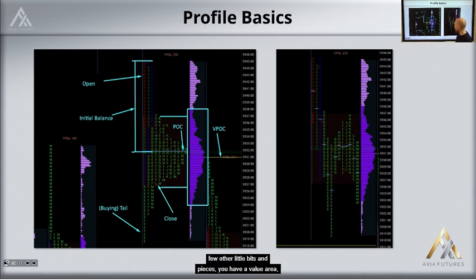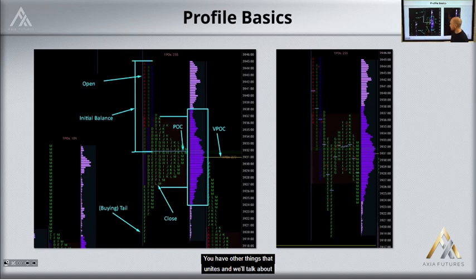We then have a few other little bits and pieces. You have a value area, which is this little box. This is where the majority of volume on the day has been conducted. This is ultimately 70% of the volume on the day, and it is found by counting outwards from the VPOC until you have covered 70% of the volume evenly in each direction. Hence why it is all sitting down here. So that's where the majority of volume is covered.